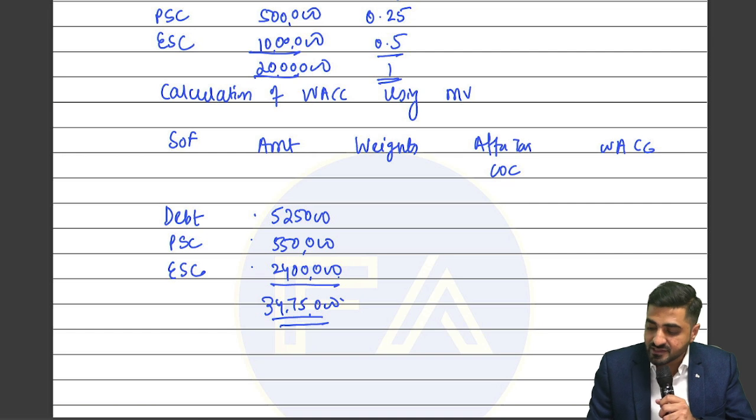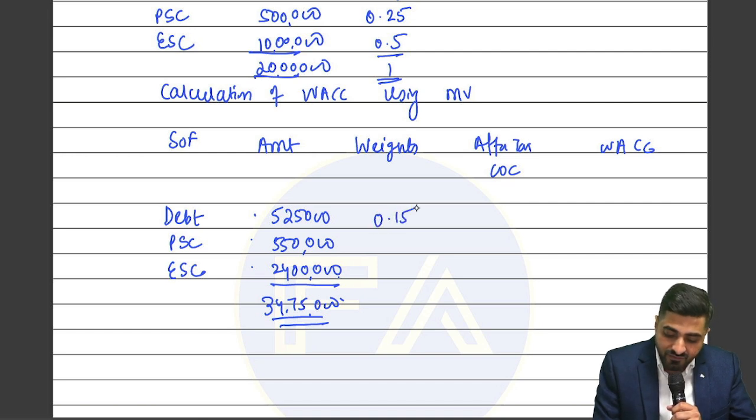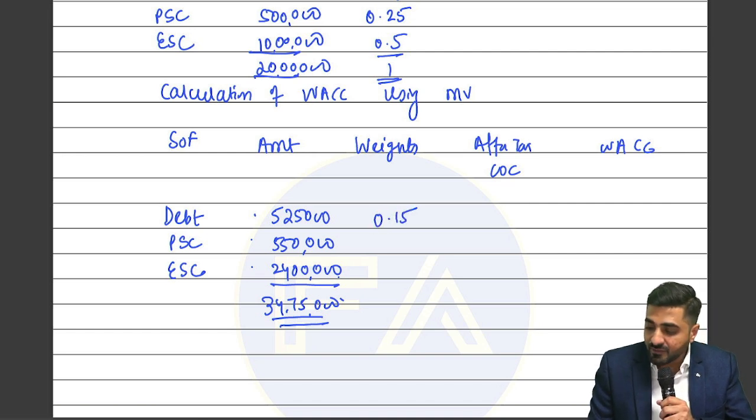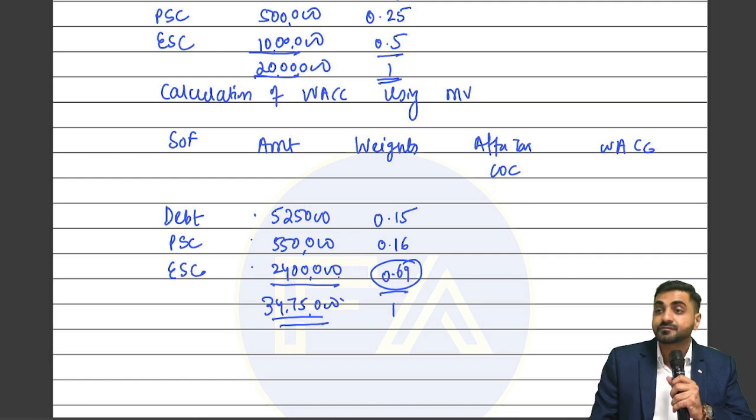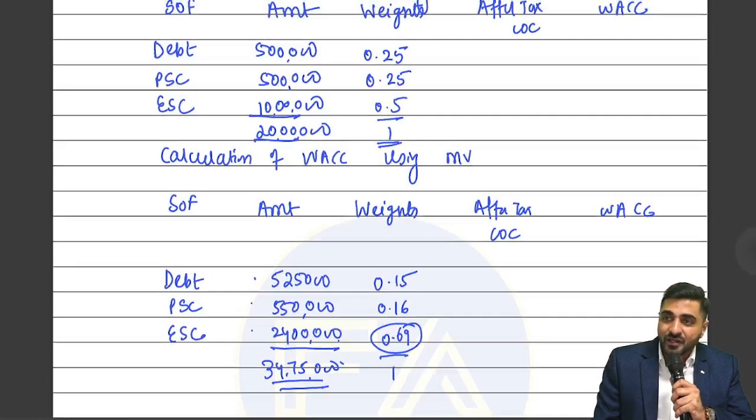What is going to be the weights? 5,25,000 divided by this is 0.15. 5,50,000 divided by this will give you 0.16. And the total should always be 1. Have I got the weights also? Yes or no? Yes. I should try and calculate the cost.